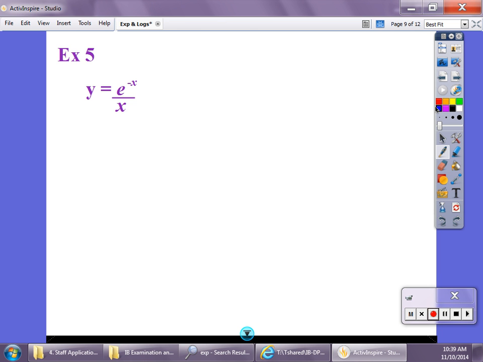Good. So I would rewrite it. I'm not taking the derivative, I'm just rewriting it. So I don't have to use the quotient rule anymore. I do times what? X to the negative 1. And then I end up using product rule. Here's my u, here's my v. Go ahead and try it.